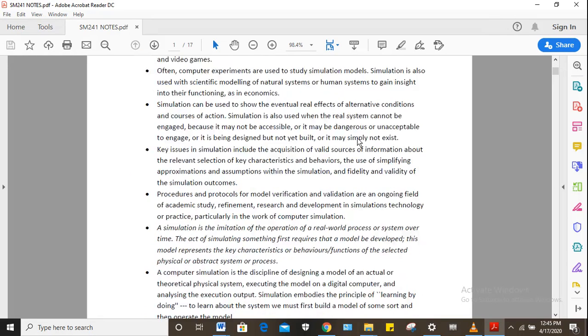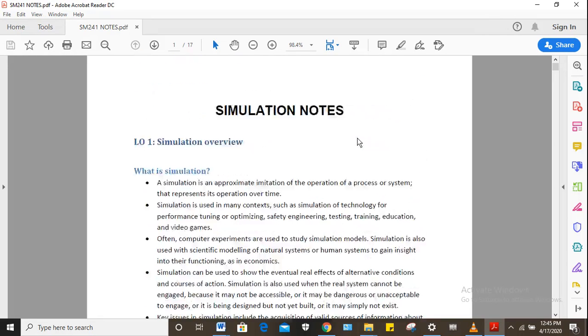We have covered most of the content in this lecture in class, so I'm just going to briefly go through the notes and put more emphasis on the calculation that we did also in class, the simulation calculation. So the first learning outcome, we talk about an overview of simulation.